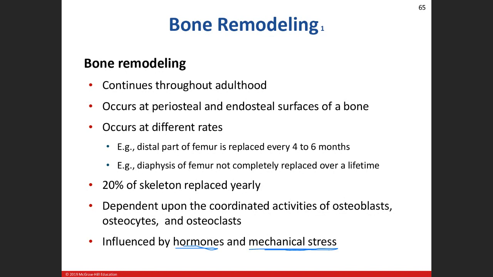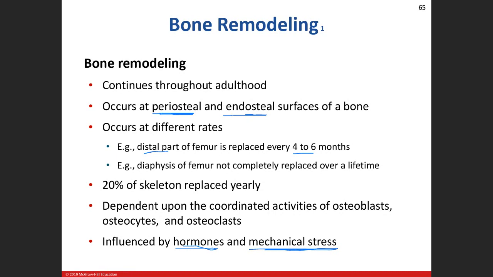I'll talk about that. There's two factors that influence bone remodeling: hormones and then mechanical stress, which we'll get into. So bone remodeling, just like what we saw when we were talking about appositional growth, occurs in the periosteum and the endosteum. On average about 20% of your skeleton is going to get replaced annually. That's pretty decent, only about 20%. But other areas are going to be going much quicker, like, for example, the distal part of the femur, every 4 to 6 months. A lot of that has to do with weight bearing. It undergoes a lot of mechanical stress, so it's going to be replaced more often.